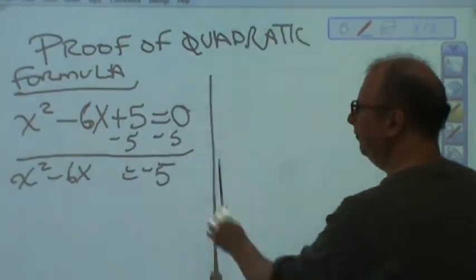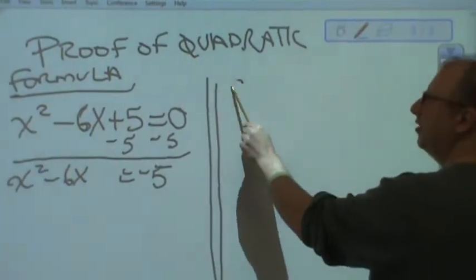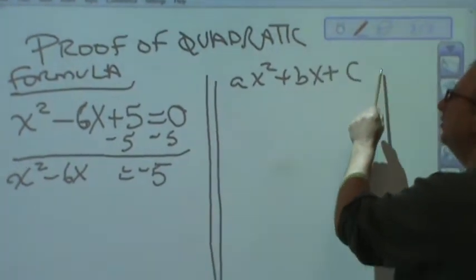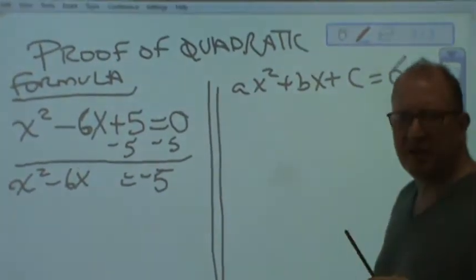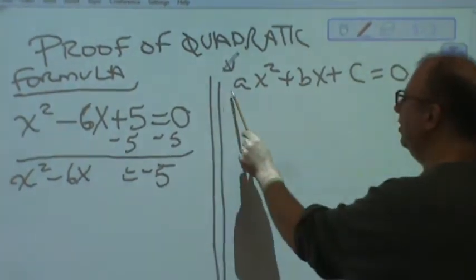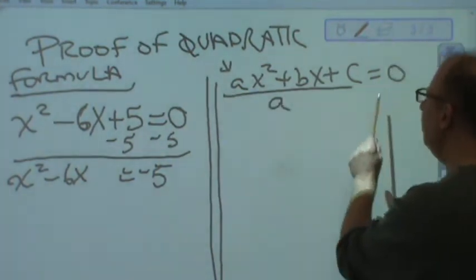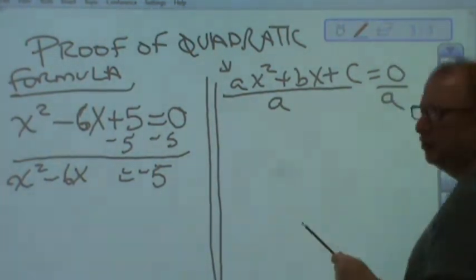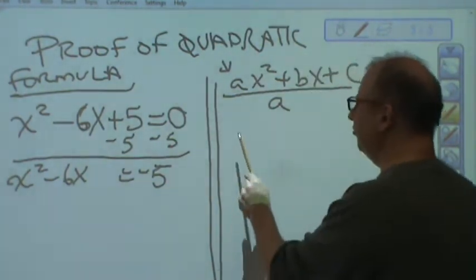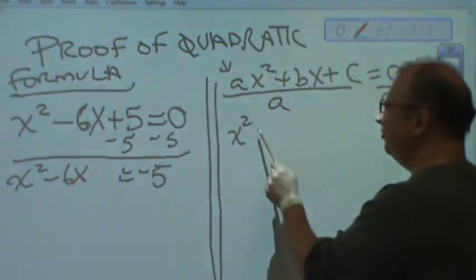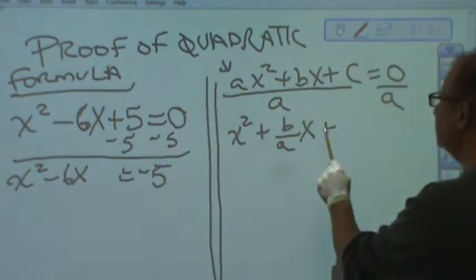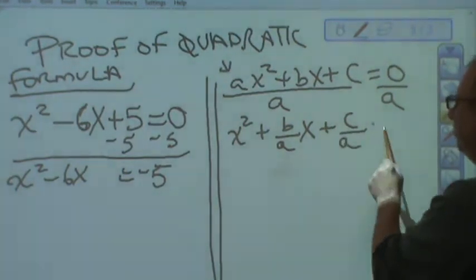Let's look at what we have. If I go through this, ax squared plus bx plus c equals 0. The first thing I'm going to do is, let's make this number into 1. How do we do that? Divide both sides of the equation by a, because whatever you do to one side of the equation, you have to do to the other side of the equation. So I'm left with x squared plus b over ax plus c over a is equal to 0.